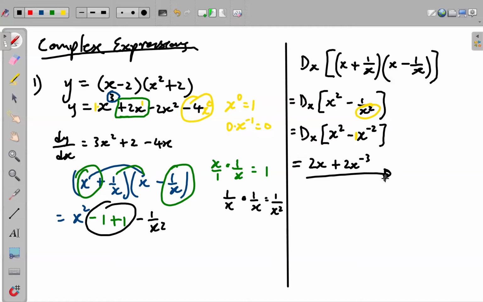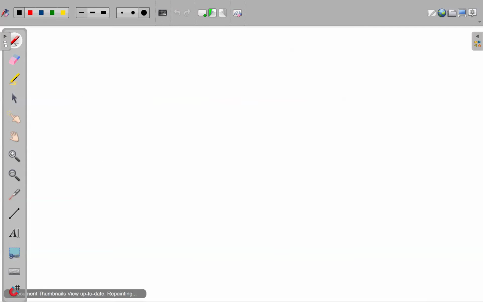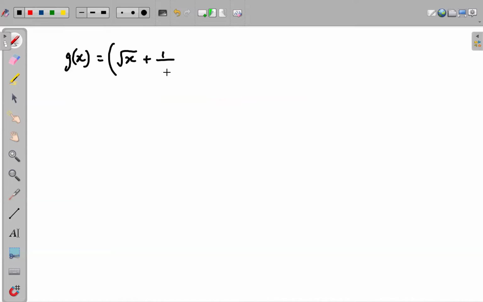It's a learning curve. And that's why I've taken time to explain actually what happens when you multiply out those two brackets. Okay, another one that I would like to do, let me do one that has a square root in it. So here we are told g of x is equal to the square root of x plus 1 over the square root of x. Check this out. It is all squared.